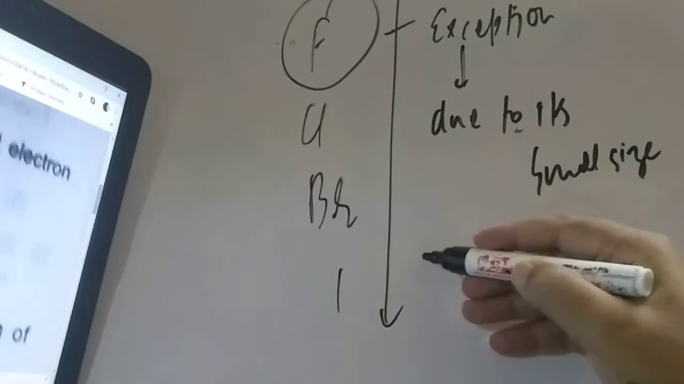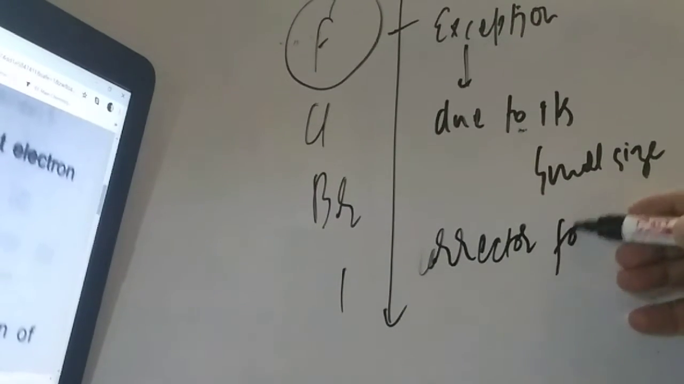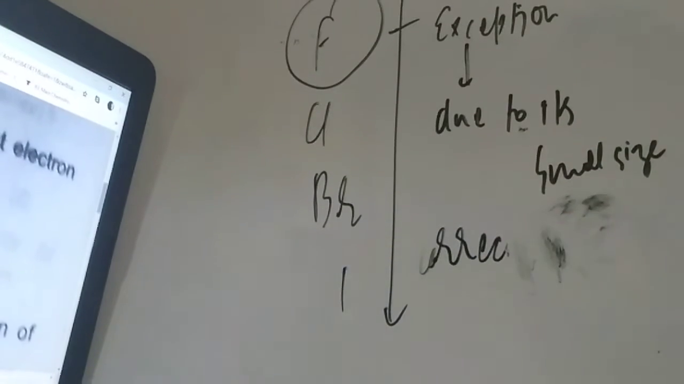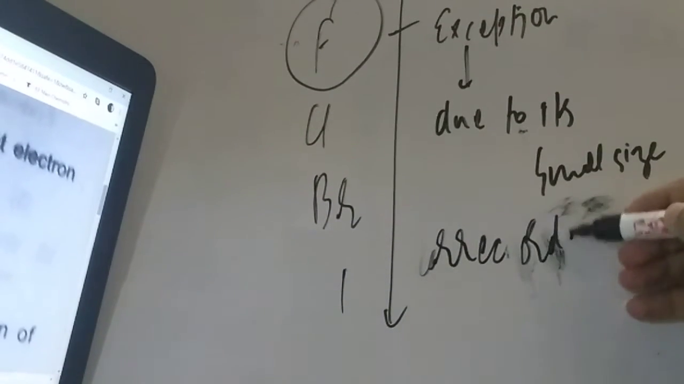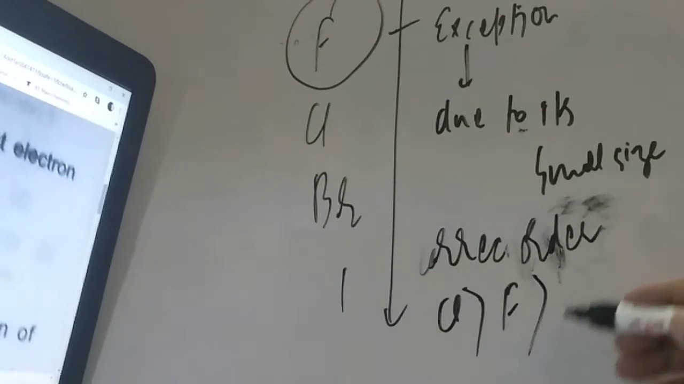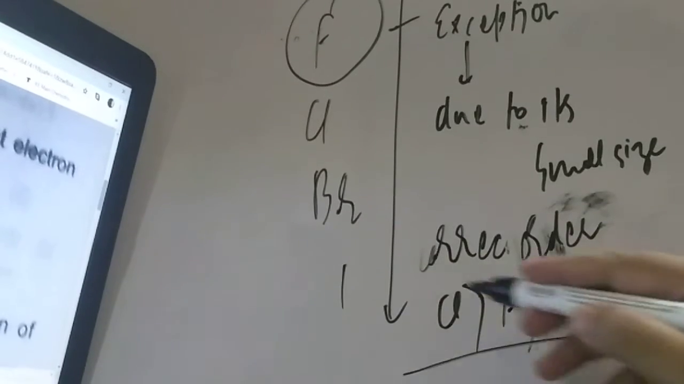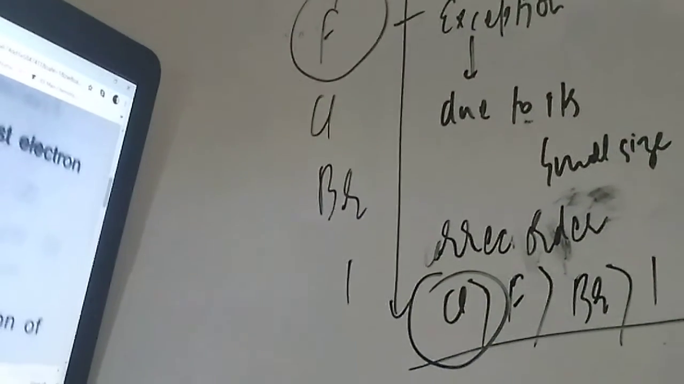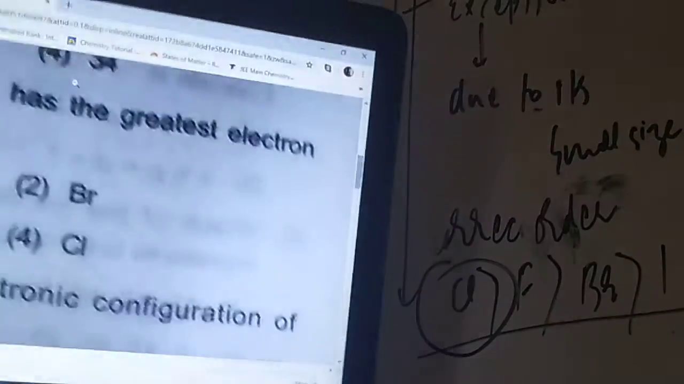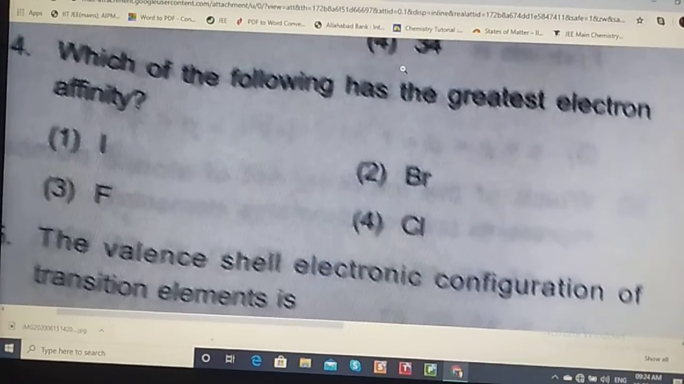So the correct order for electron gain enthalpy is: first chlorine, then fluorine, then bromine, and lastly iodine. So the correct answer, students, is chlorine. According to the question, our correct option will be option number 4. Option number 4 is the correct answer.